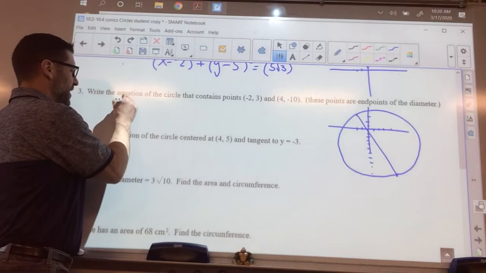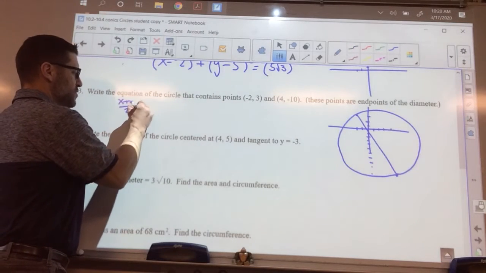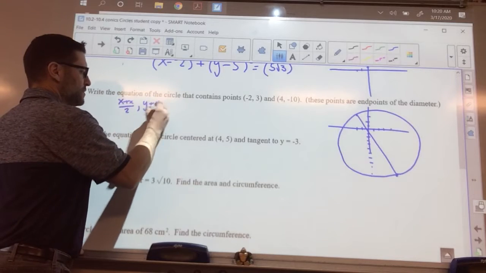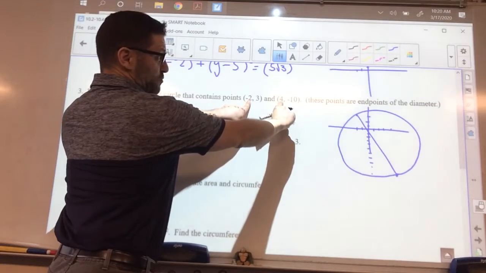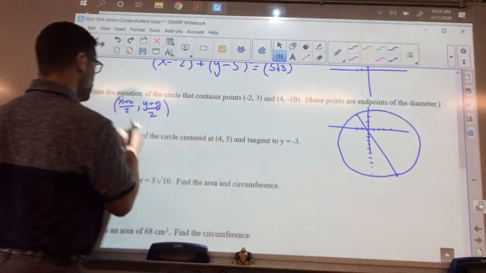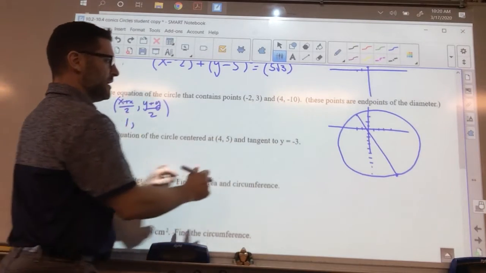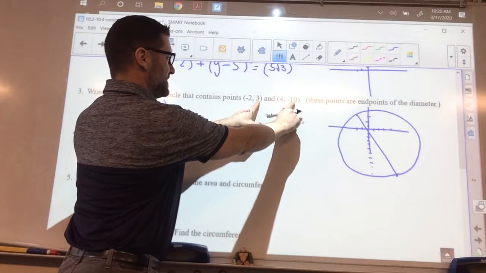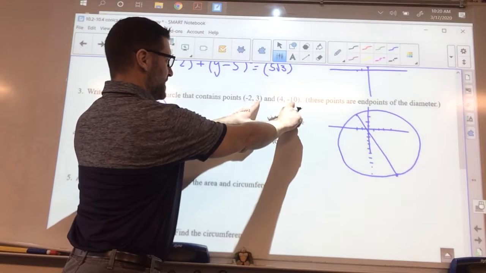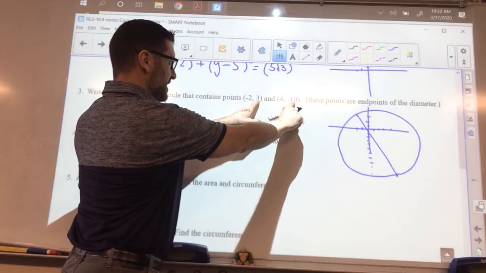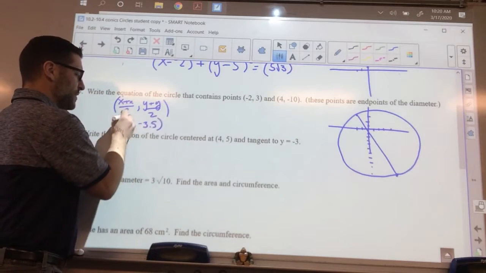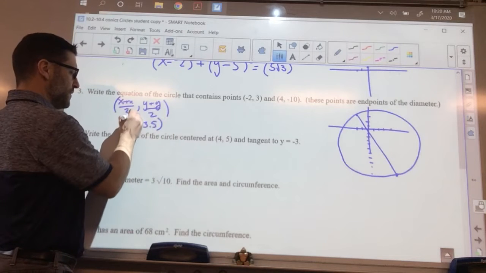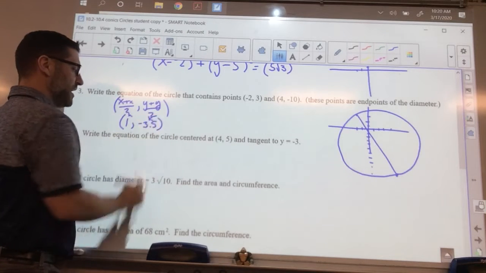So the midpoint formula, add up the x's, divide by 2, add up the y's, divide by 2. For this problem, the x's are those two. -2 plus 4 is 2. 2 divided by 2 is 1. I'm going to add up these two. -10 plus 3 is -7. -7 over 2 is -3.5. That's the center of the circle. That's your H, and that's your K.